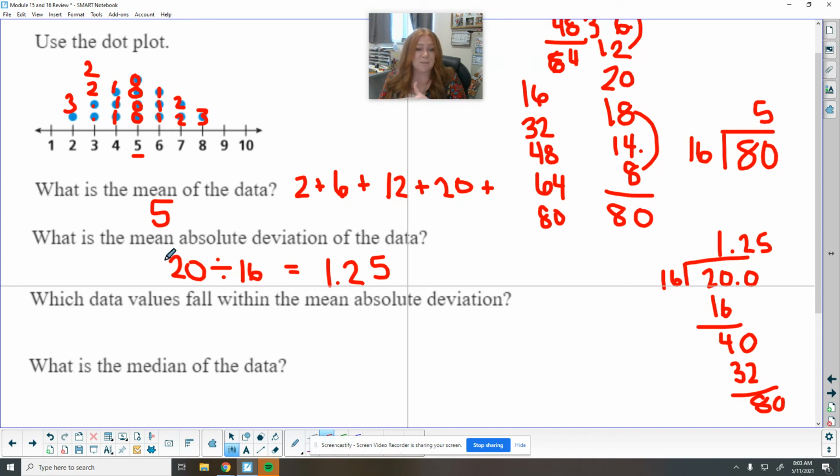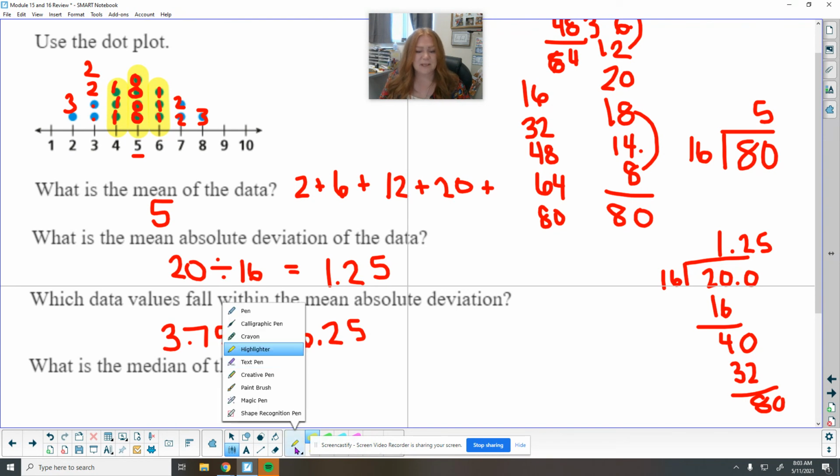So we add the mean and the MAD, and we subtract the mean and the MAD. So 5 plus 1.25 is 6.25. So anything smaller than 6.25 is within that normal range. And then subtracting this is 3.75. So anything between these. So 3 is too small. So these 4s fit inside of the normal. All the 5s do, and all the 6s, and then the 7s are too big. So the data points of 4, 5, and 6 fit within that normal range.